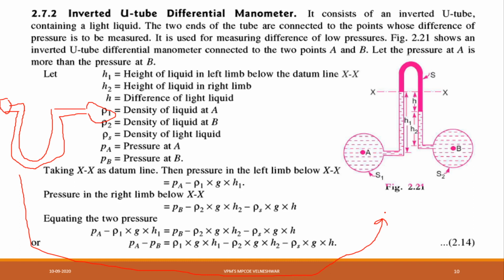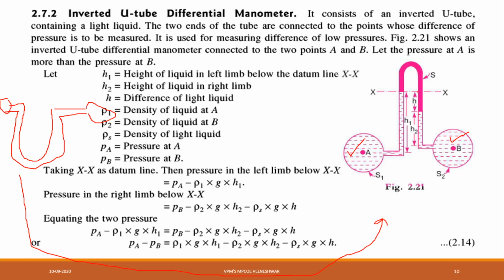We will see now. The two ends of the tube are connected to the points whose difference of pressure is to be measured. Here, as it is inverted, generally it will have two pipes, pressure A and pressure B, connected to the manometer. It is used for measuring differences of low pressures. Wherever there is a low pressure, this type of inverted U-tube manometer will be helpful, as Figure 2.21 shows the inverted U-tube differential manometer.